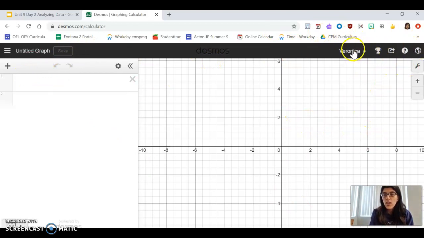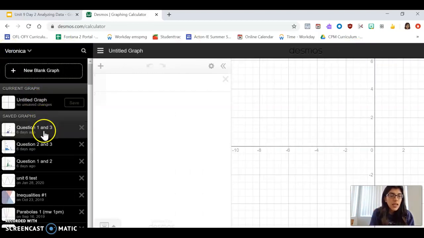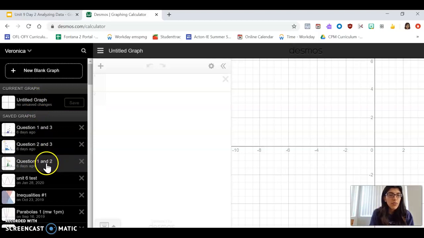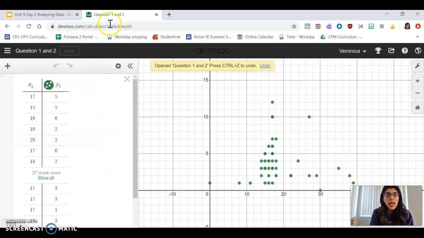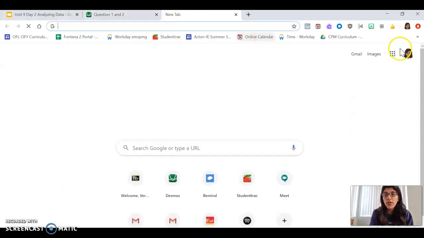Once you're logged in, I see my name there. You're going to go to the 3 lines here, and here are the graphs that I saved. So I have 1 and 3, 2 and 3, and 1 and 2. I'm going to open up 1 and 2, open graph. And now I have questions 1 and 2 up here. I'm going to do the same thing for 2 and 3 and 1 and 3 on a new tab. I want all of my graphs open basically.